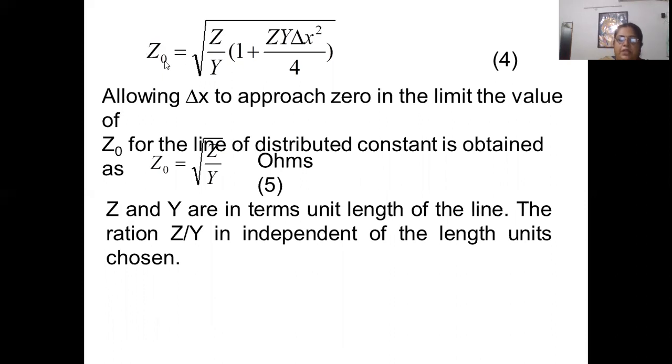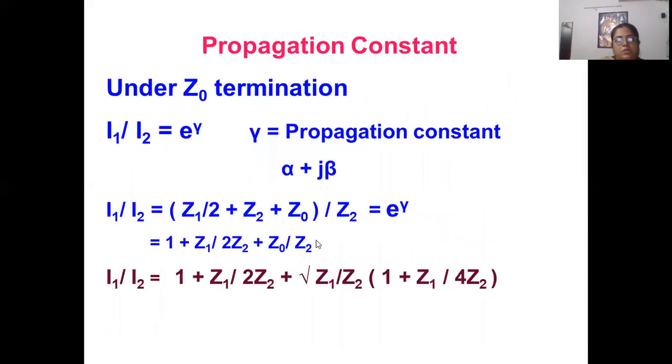Here we have taken the characteristic impedance for the transmission line where delta x approaches 0 in the limit, and Z0 for the line of distributed constants is obtained as the square root of Z upon Y. Z and Y are in terms of unit length of the line, and the ratio Z upon Y is independent of the length unit chosen. Here we have denoted the propagation constant. Under Z0 termination, the propagation constant I1 upon I2 is equal to e to the power of gamma, where we have taken the propagation constant in terms of the impedances.